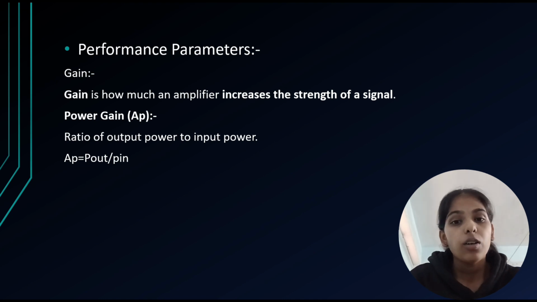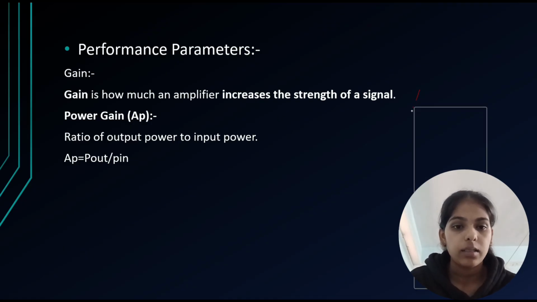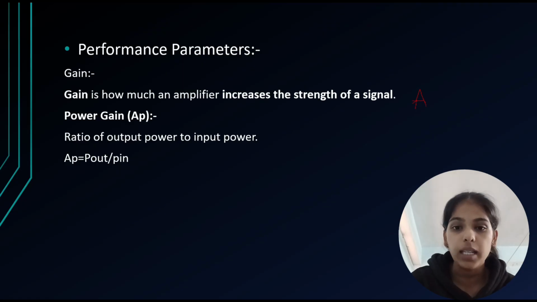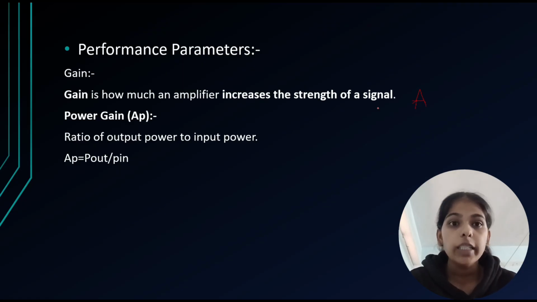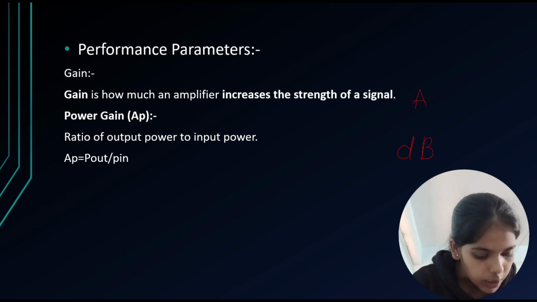So there are various performance parameters of a power amplifier. Gain is how much an amplifier increases the strength of a signal. Gain is denoted by A. Gain is expressed in dB.